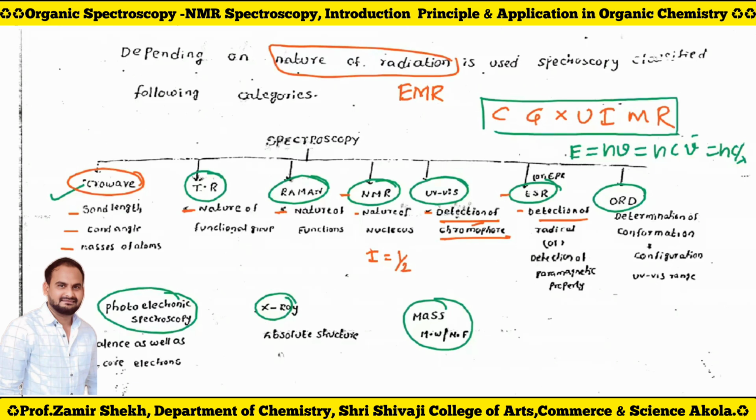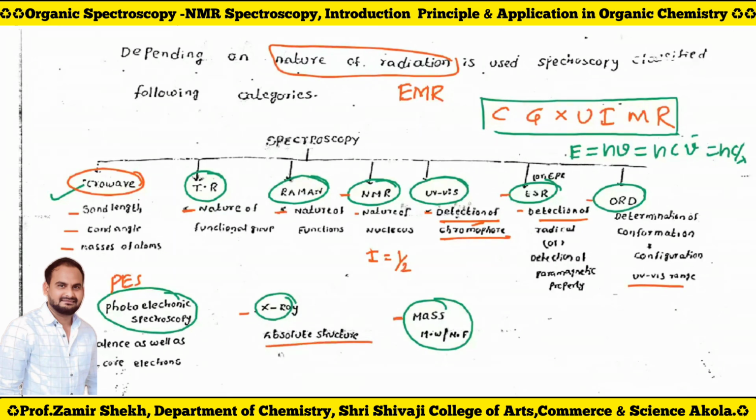Another one is ORD, optical rotatory dispersion. This technique is basically for configurations. We can find out the configuration, and it comes under the UV-visible range. The next one is photoelectron spectroscopy, PES for short. Photoelectron spectroscopy deals with the valence as well as the core electrons, so we can predict the binding energy here. Then X-rays are highly energetic, so we can find out the absolute structure and also get information about the core electrons.